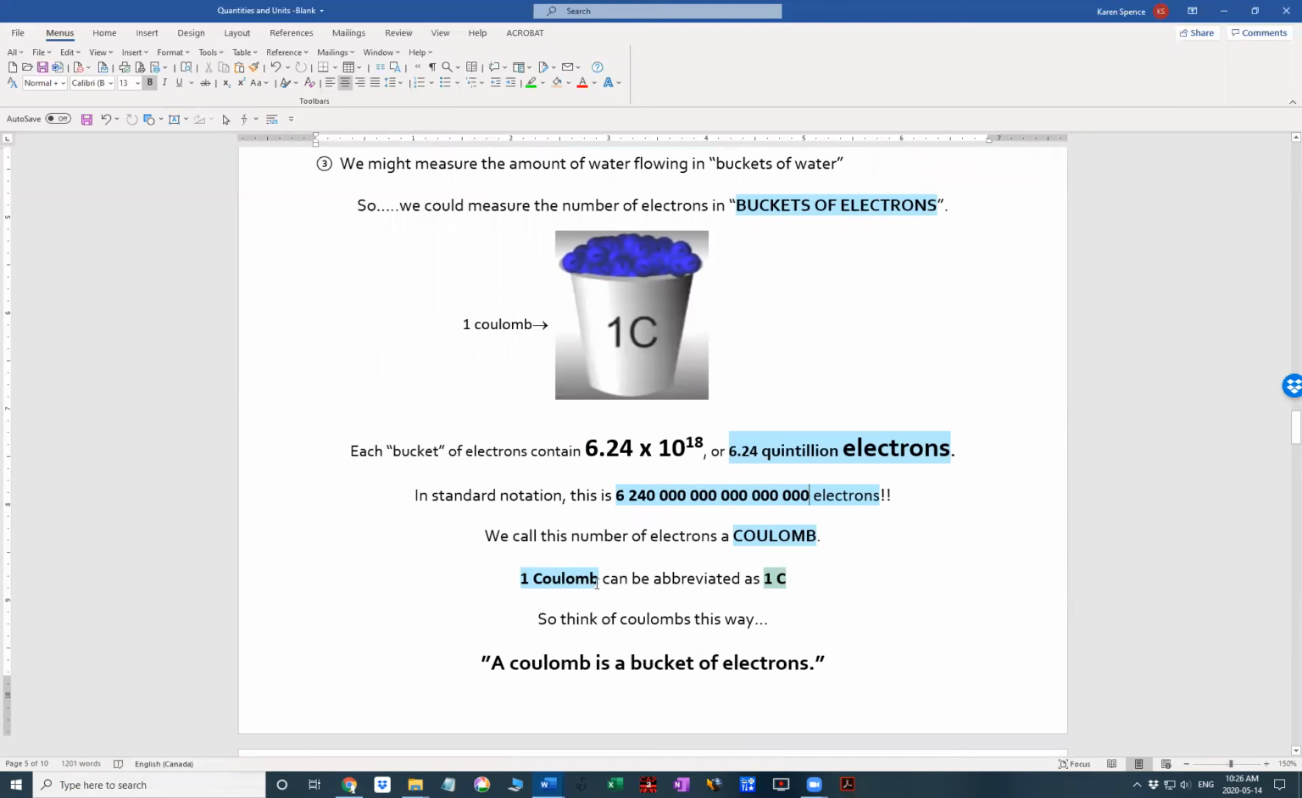1 coulomb, of course, can be abbreviated as 1C. And so don't forget, I will be referring to it this way a lot. A coulomb is a bucket of electrons.